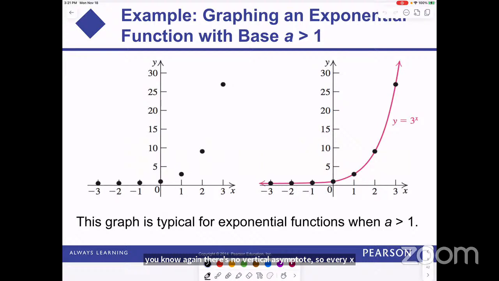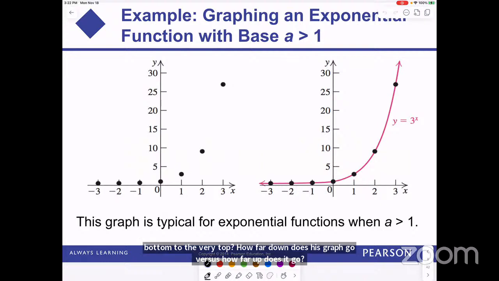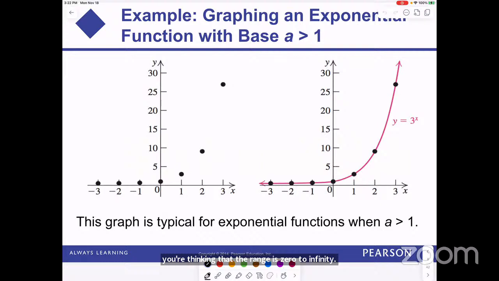The domain of this guy, the very left to the very right, is all reals. Again, every x is accounted for. And the range, right? The range is going to be the very bottom to the very top. So just take a moment to yourself to think, what do you think is the range of this guy? How far down does this graph go versus how far up does it go? Hopefully, you're thinking that the range is 0 to infinity, right? The open interval from 0 to infinity, meaning we get infinitesimally close to 0, but we don't actually reach 0 as far as the range is concerned.